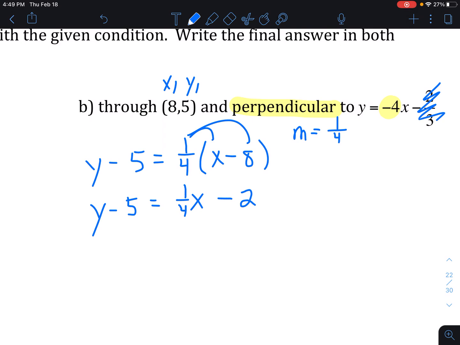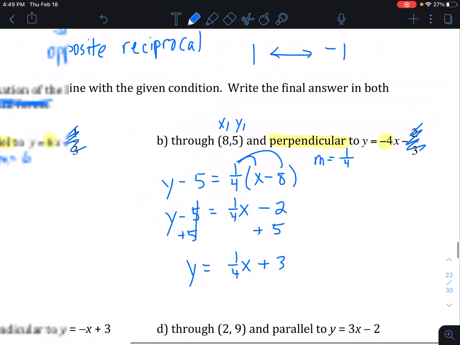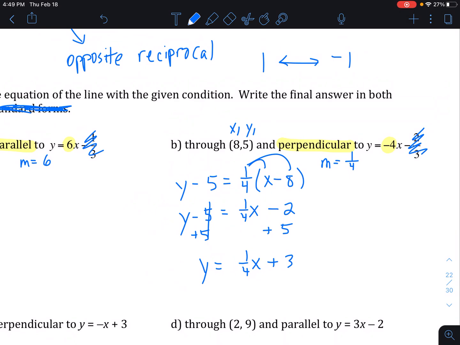Next, last step, well, let's get that y by itself. We want to add 5. So y equals 1/4 x plus 3, and we're done. We have met my goal of writing an equation in slope-intercept form.